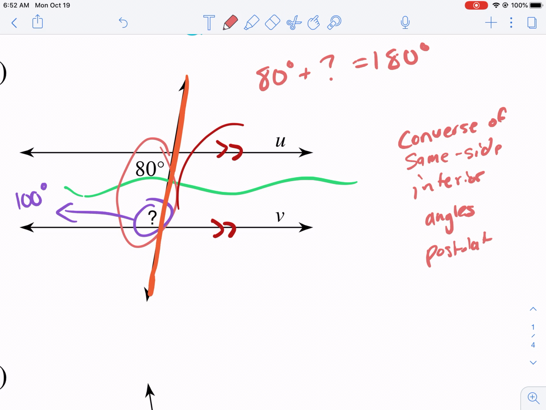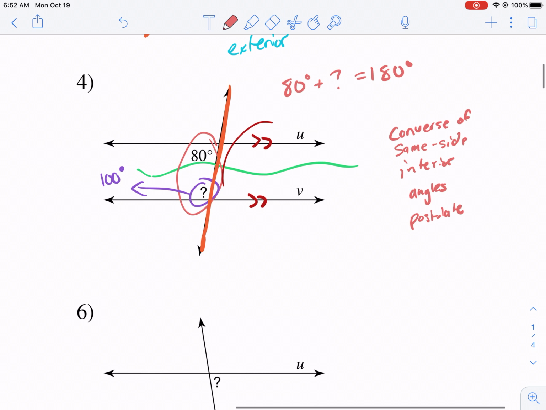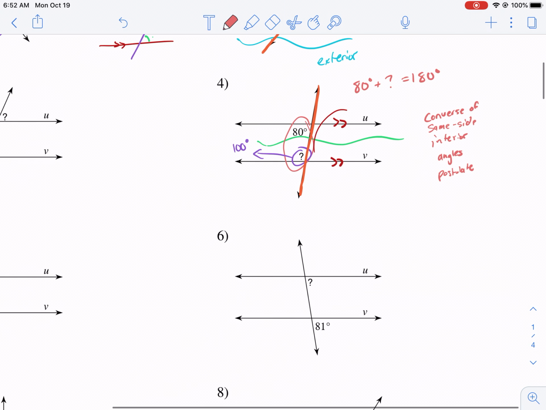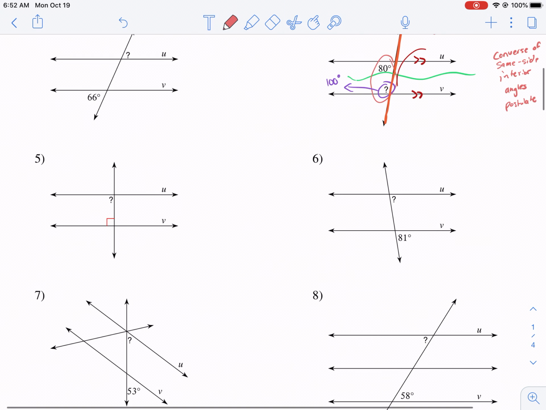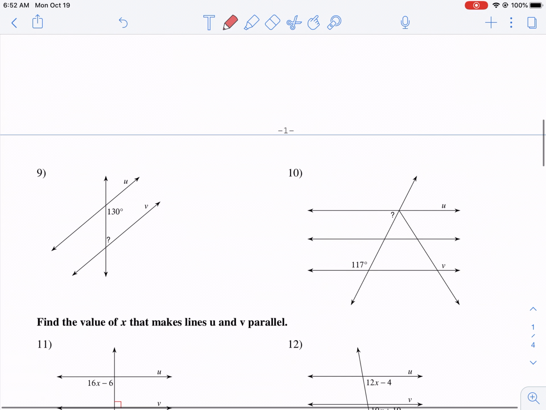Postulates need theorems in order to prove them true, so this is a postulate because this particular case uses theorems to prove it. But that's kind of nuanced. Don't worry too much about that. Okay, let's go into a harder one.